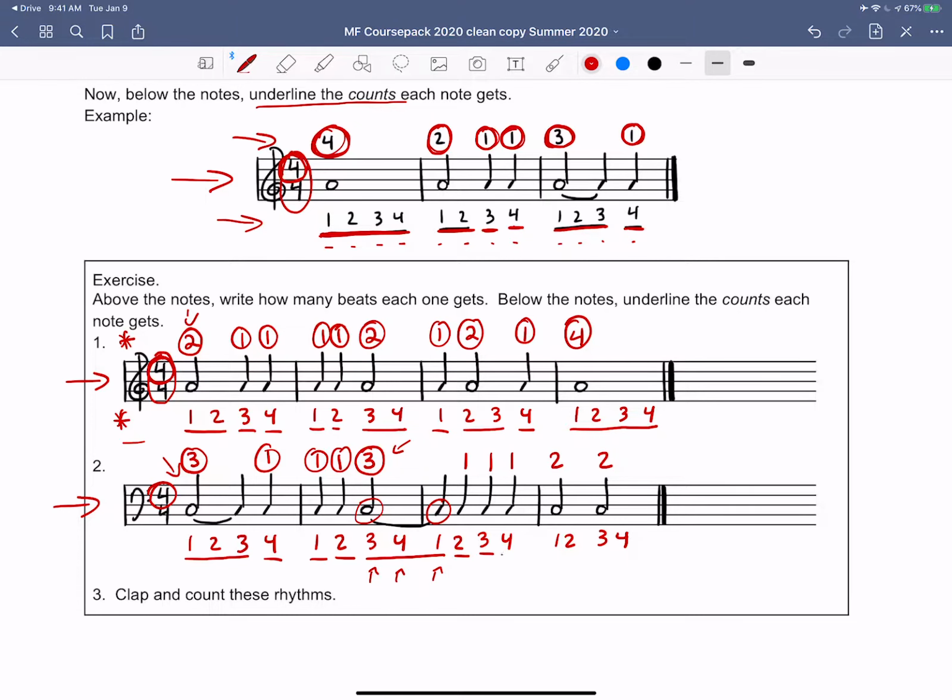Then 1 beat for that, 1 beat for that, 1 beat for that, and finally 2 beats for that, 2 beats for that. So those are your annotations, and what we're going to do in the next video is to work on performing them both by clapping and counting, and then as you'll see on the next page, conducting and tying.